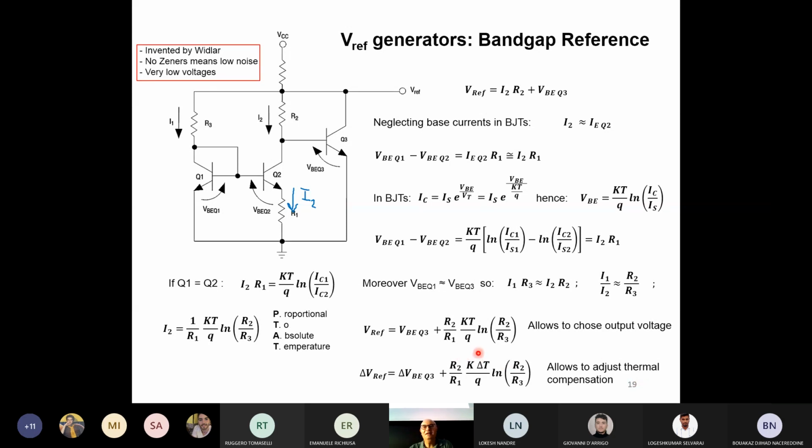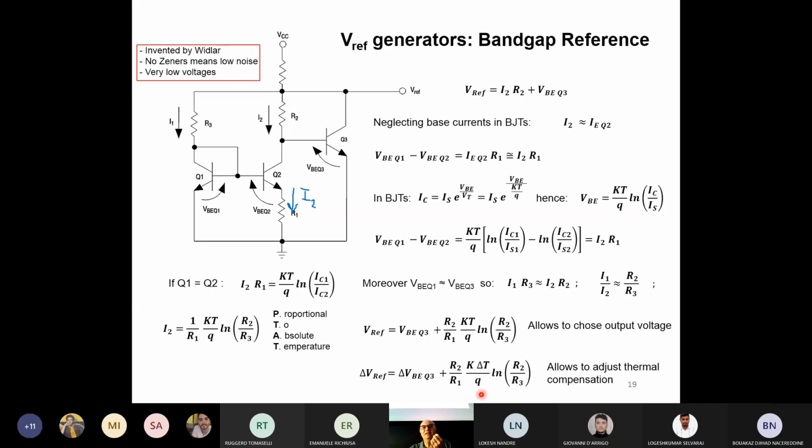No, it depends. You mean this part here is varying. It's varying, okay. But here we want that it varies. But those are two different applications. The first one is for making a thermometer. Here instead we want a stable Vref. So here we must compensate what?